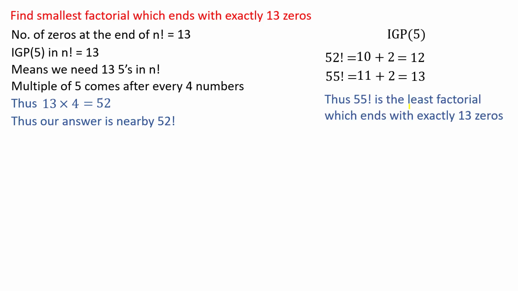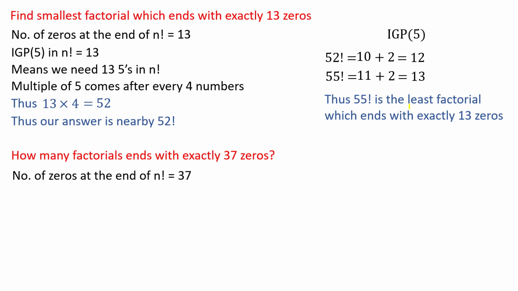Okay everyone. Now let's have a look at one more question. How many factorial ends with exactly 37 zeros? Means the number of zeros at the end of n factorial we want to be 37. Means IGP of 5 in n factorial has to be 37. Means we need 37 number of 5s in n factorial.